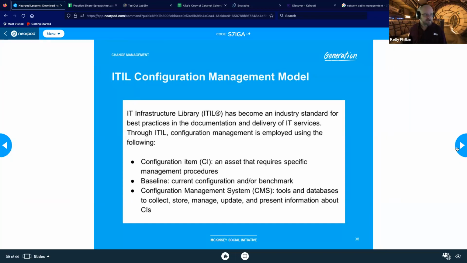ITIL configuration management model. That's the IT Infrastructure Library, and it's kind of become an industry standard for best practices in the documentation and delivery of IT services. So this is a place you can go and look at what other people have done, how they got things set up, and try to model that if you wish.